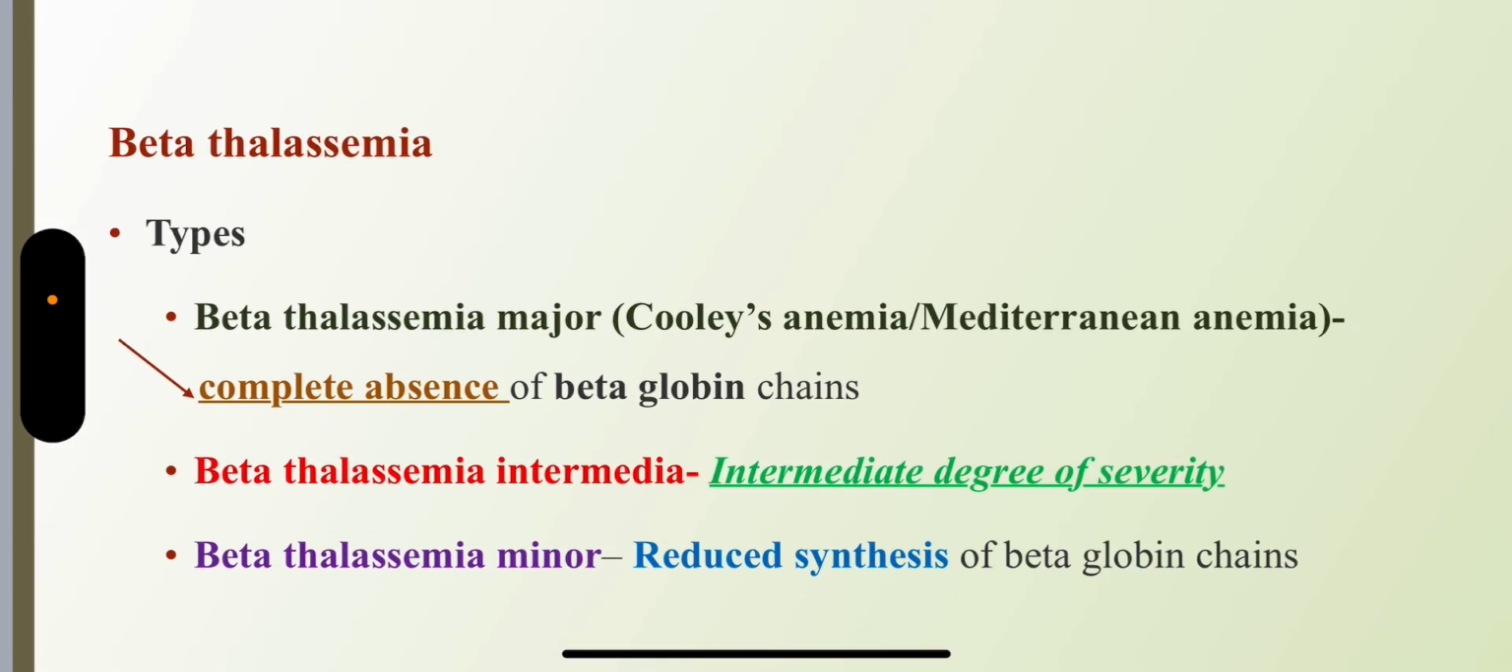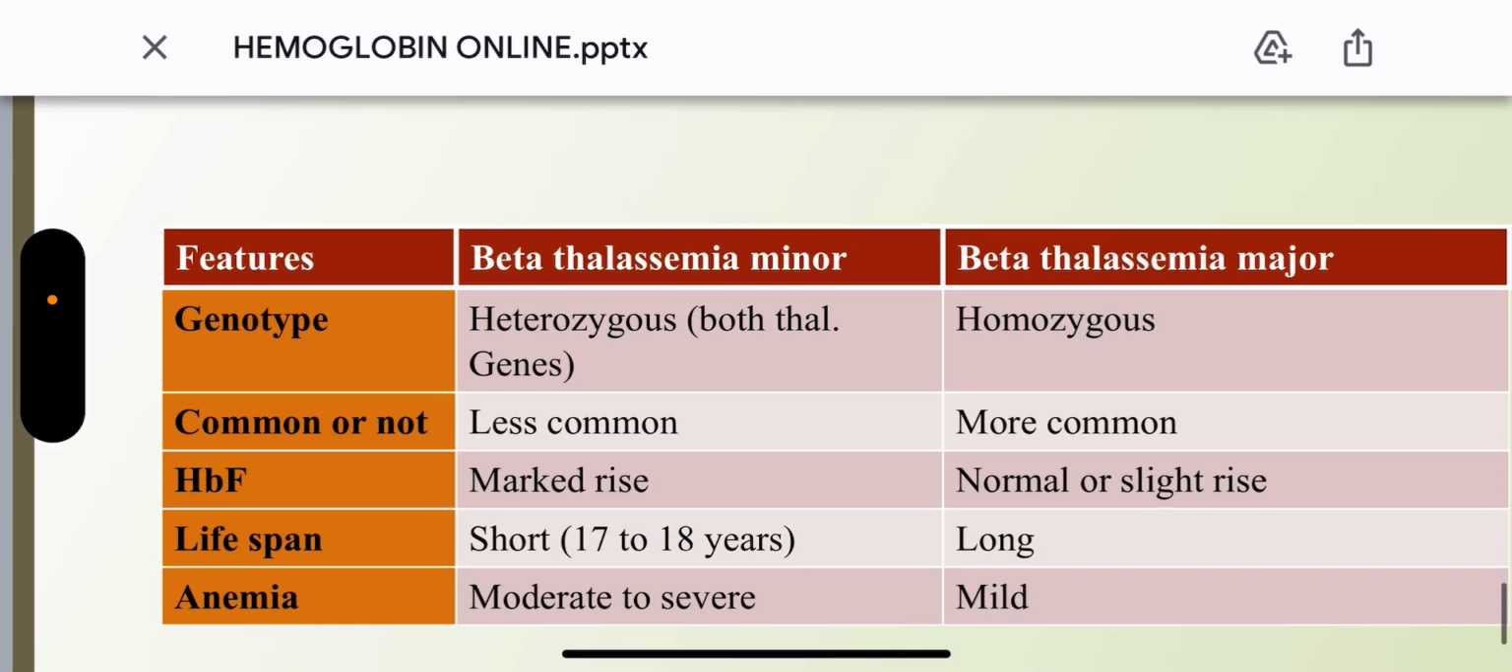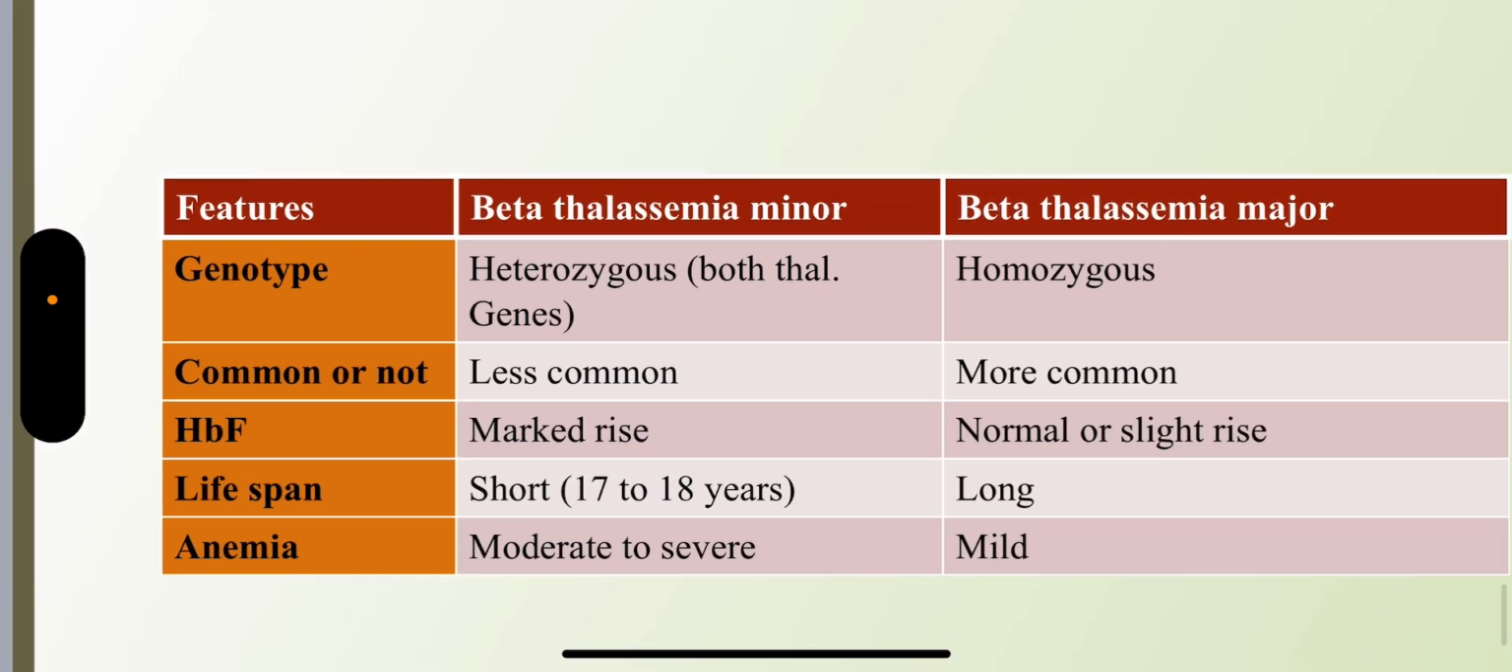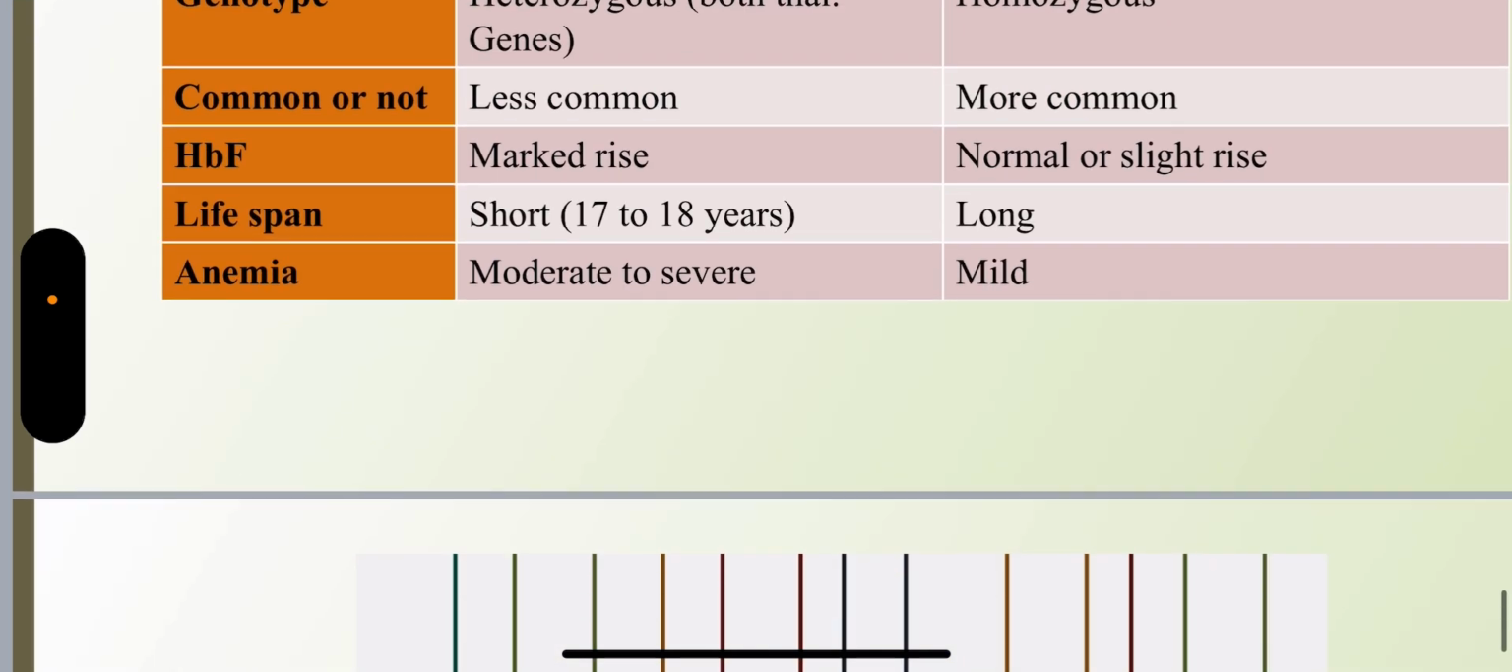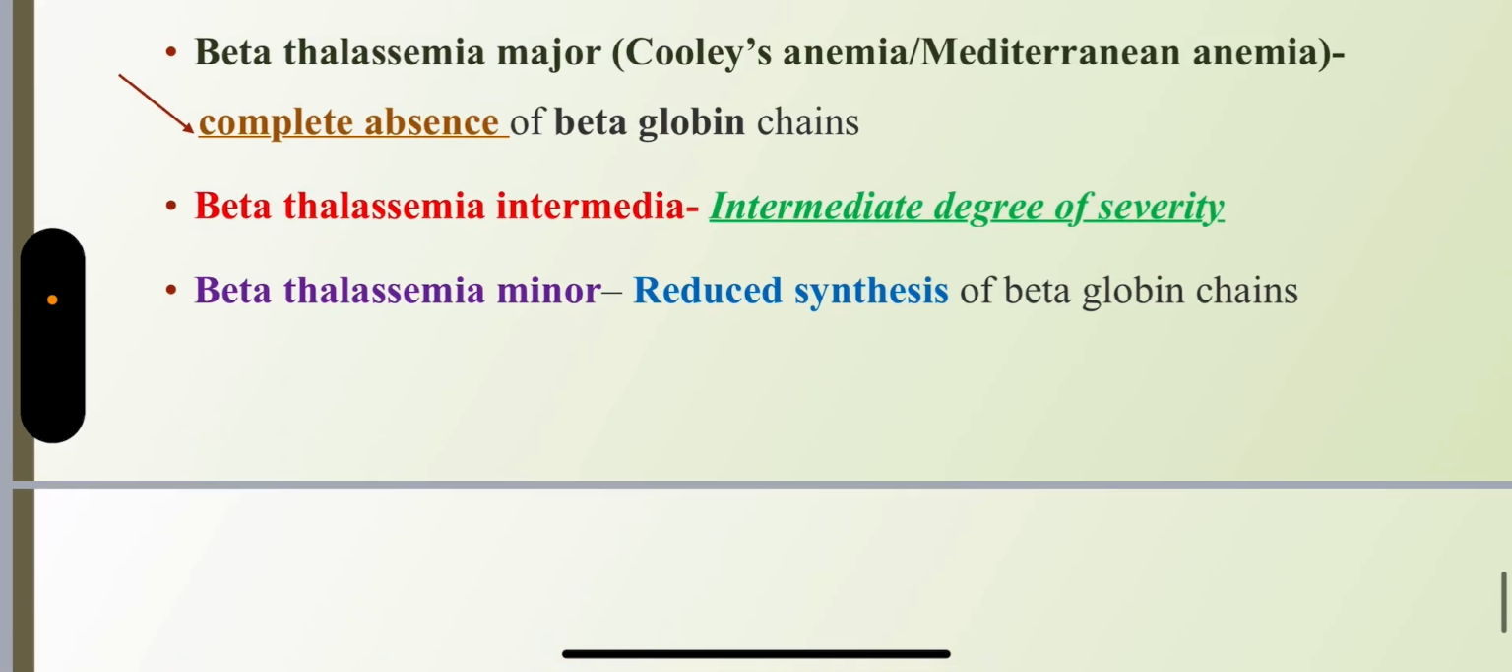Beta thalassemia: there is beta thalassemia major, also called Cooley's anemia or Mediterranean anemia. There is complete absence of the beta globin chain. Next category is beta thalassemia intermedia, with intermediate degree of severity. Beta thalassemia minor: there is not absence of globin chains, there is only reduced synthesis of the beta globin chains. So out of thalassemia minor and thalassemia major, which one is more common and which is less common?